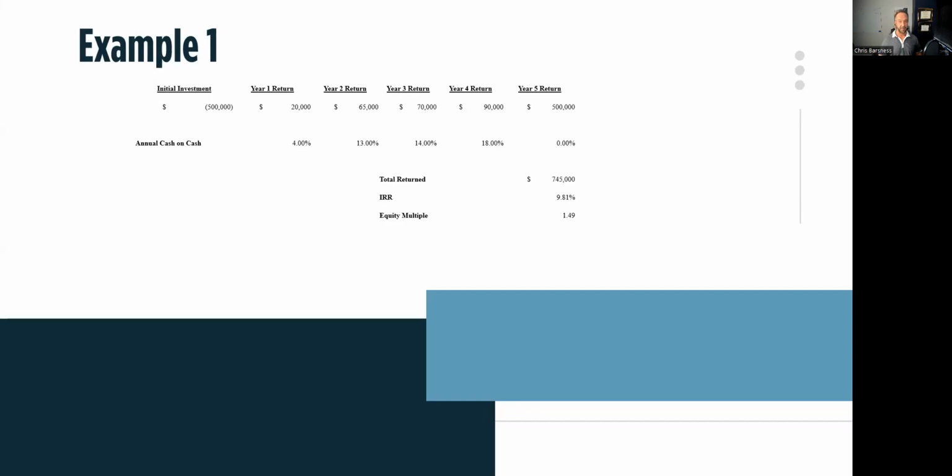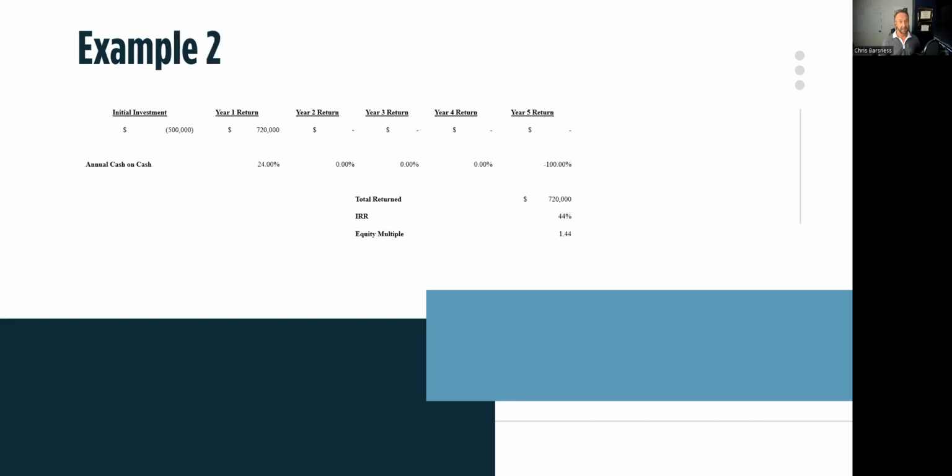You really need to understand the whole scope of their plan. Are they planning on selling in year 5 or year 7? In which case you'd be more like example 1, and the IRR might be lower. But if they're getting a high IRR in a deal that pays out 7 years from now, it's probably a pretty decent investment. And example 2 is going to sound like a great deal. Oh, it's a 44% IRR. You're getting about the same amount of money, just back a lot quicker. So that's a little bit of the difference between the two.